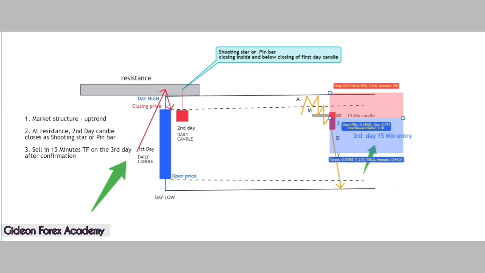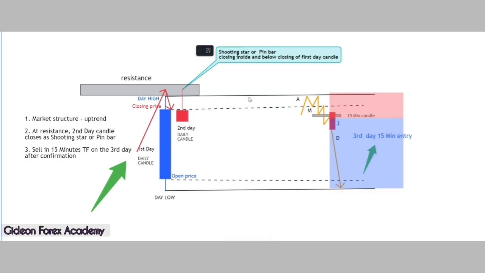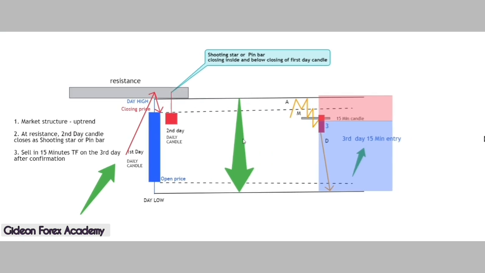Also take your partial profit in between here. You can take in between here and also hold it or trail your stop loss until you get to the low price of the first day candle. Remember, we are trading in between the range of the first day candle, because the second day candle did not complete the whole range of the first day candle. So it stopped somewhere there.